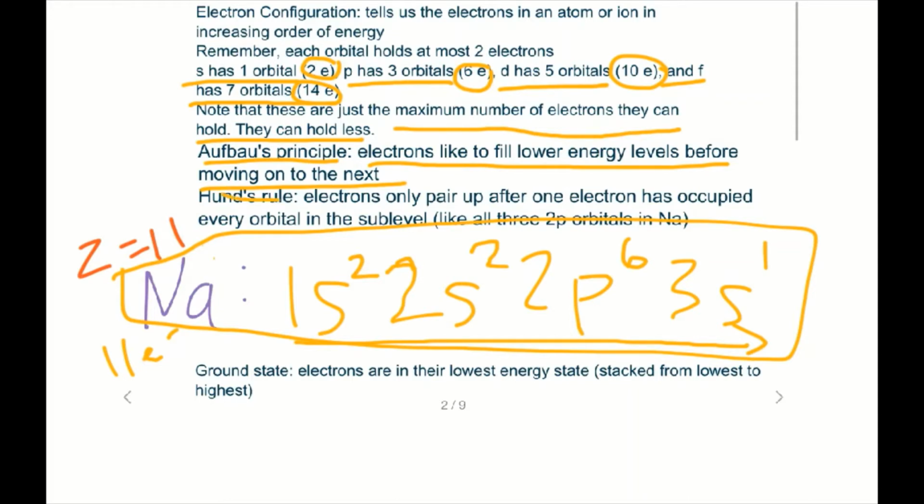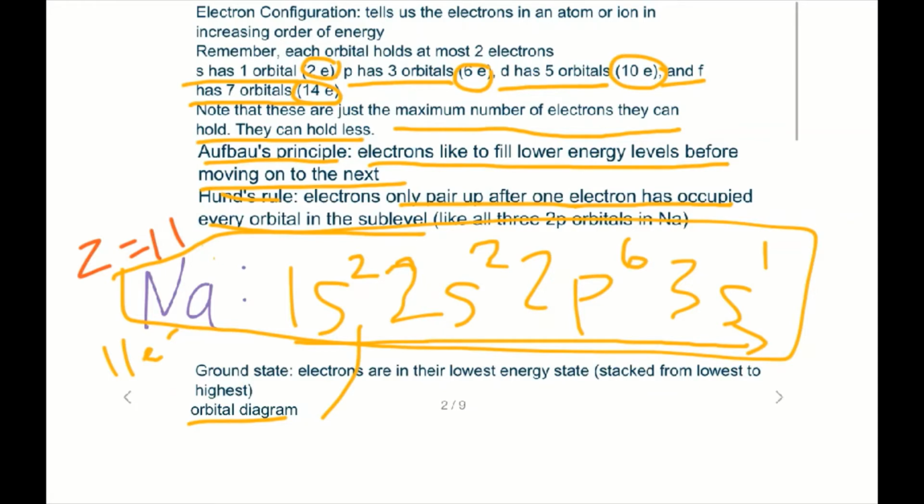Hund's rule states that electrons only pair up after one electron has occupied every orbital in the sublevel. So I'll show you what that means by talking about something called orbital diagrams. Orbital diagrams are visual representations of the electron configuration.